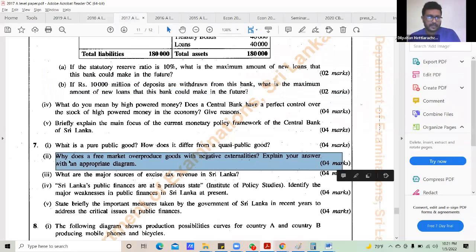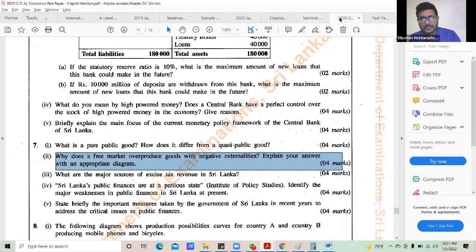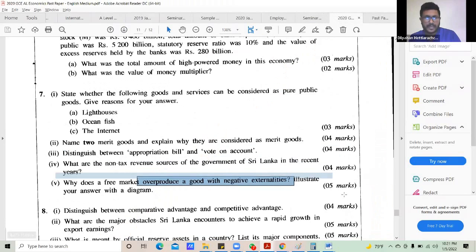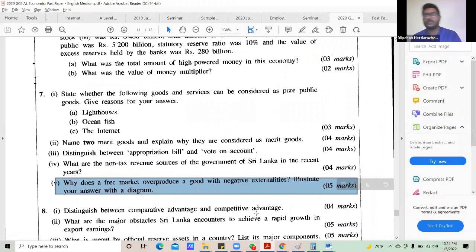So once again, look at this. Why does a free market overproduce with negative externality? Explain your answer with an appropriate diagram. What is this? The 2017 paper. The exact same question, copy and paste in 2020 also. Can't you understand the importance of doing past papers? Copy and paste, that's what they are doing from 2017 to 2020. So make sure you practice these papers.